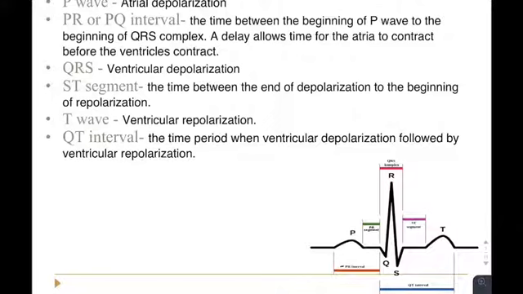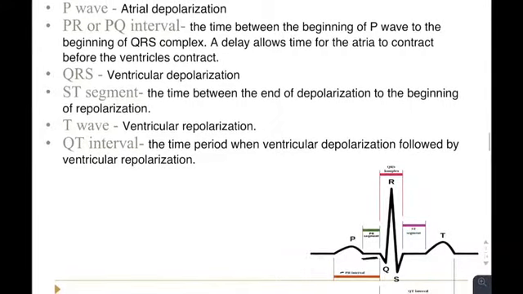Here there is a delay because it allows more time for the atria to contract and empty their blood into the ventricle. After that, we'll have the QRS complex, which is the ventricle depolarization, and we will talk about this wave in more detail in the next slide.